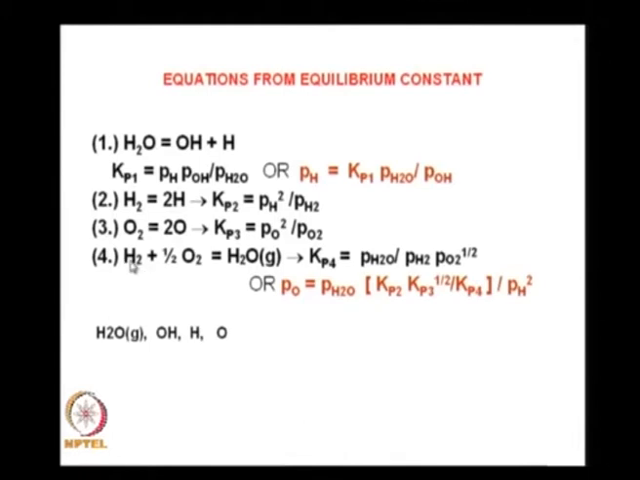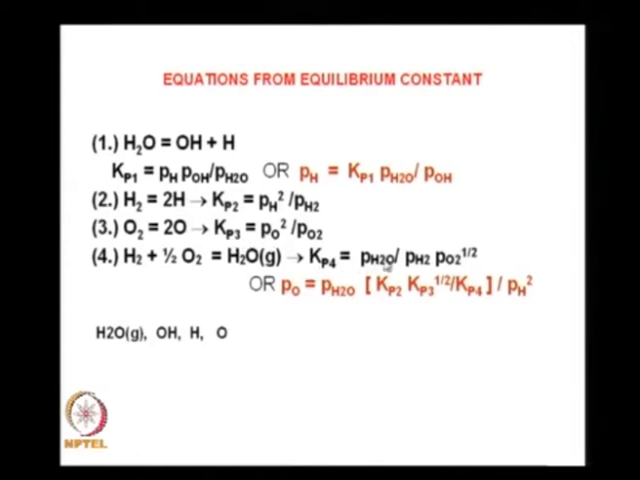I have one more equation. I said, well, I can also consider H2 plus half O2 is equal to H2O(g), that is gas phase, and therefore for this reaction the equilibrium constant is Kp4, and Kp4 is equal to partial pressure of H2O divided by pH2, and half O2 means PO2 to the power half. Therefore I look at these three equations, and from them I get pH2 is equal to Kp2 by pH squared. I get the value of PO2 is equal to Kp3 by PO squared.